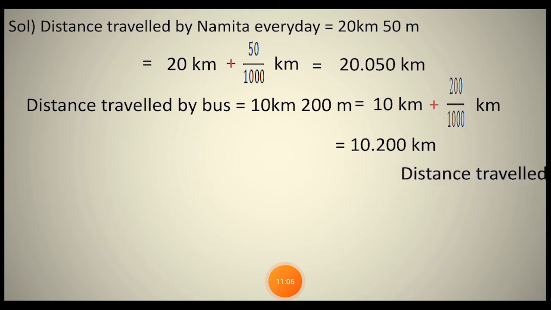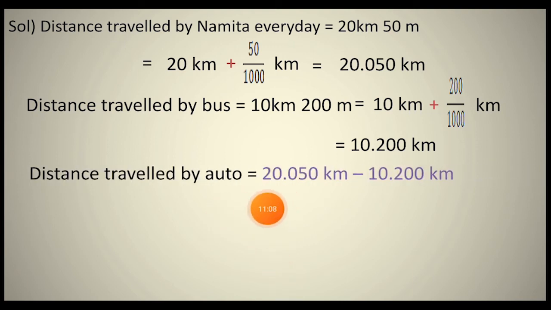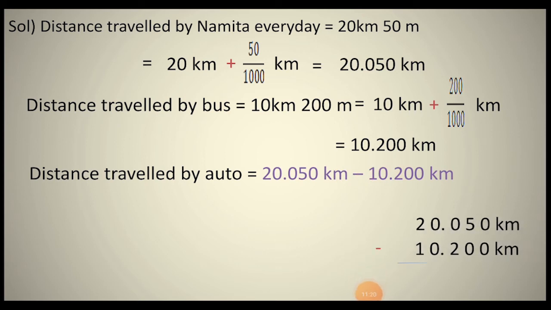10.200 kilometer. Now the distance traveled by auto will be obtained by subtracting the distance traveled by bus from the total distance traveled by Namita every day. So let us arrange them one below another and get the subtraction done here.